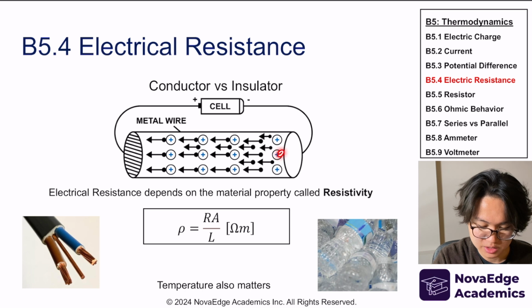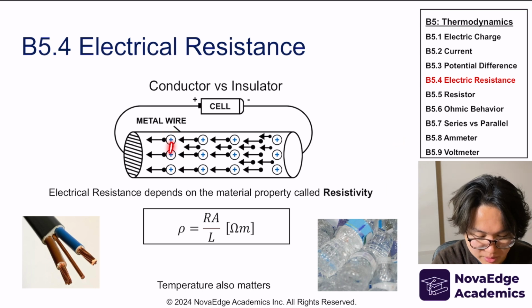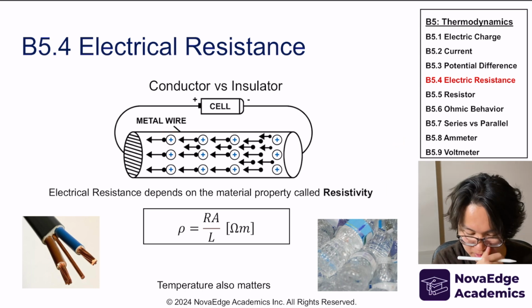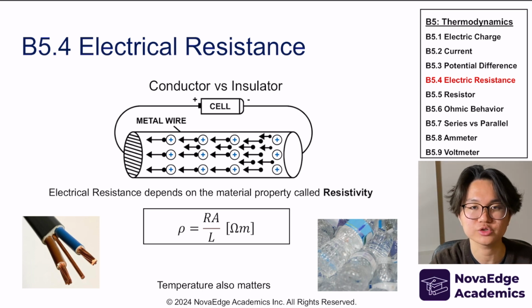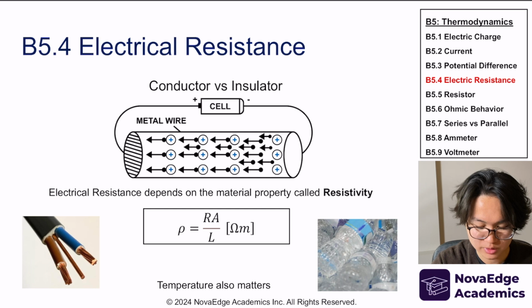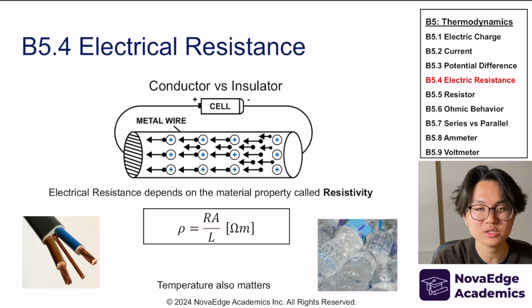Current is a flow of electrons, and each metal type is going to have a different property. Some will be closely packed together, maybe some are loosely packed together. As you can probably guess, if they're closely packed together, they're going to oppose the motion of electrons much better. That property we call resistivity. Resistivity is the inherent material property that's dependent on their structure. So higher resistivity means they resist better.